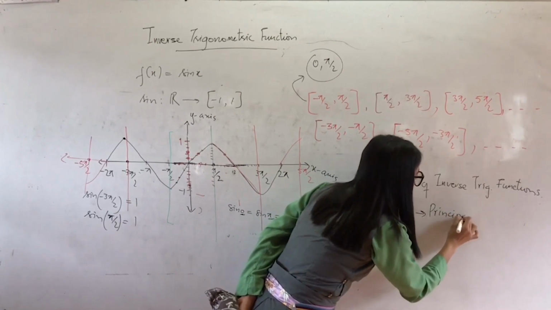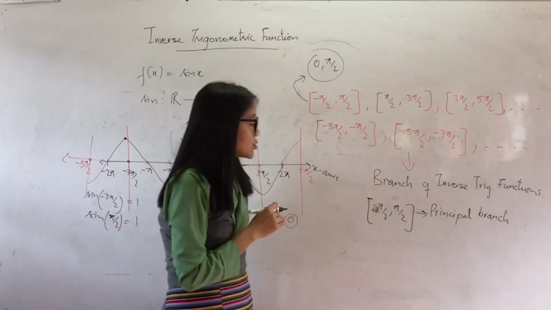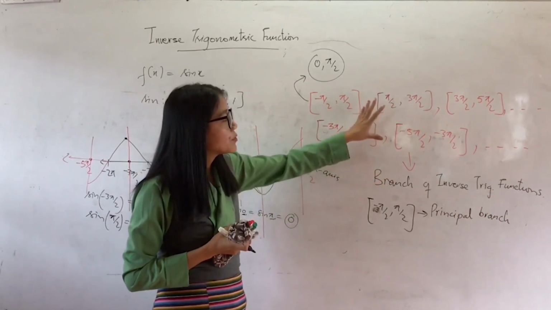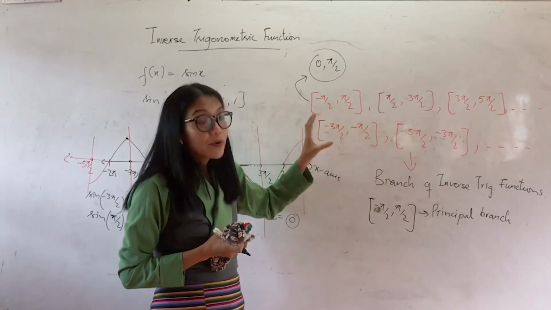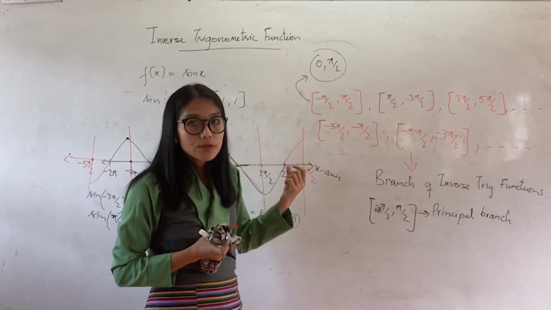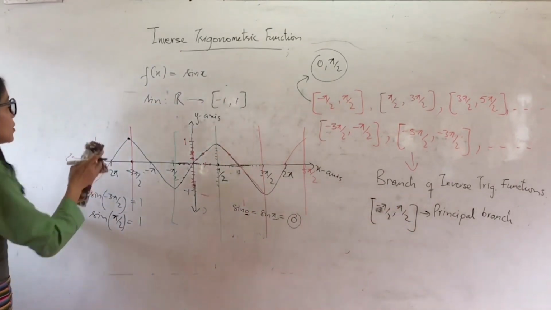Okay. So first you should understand what we mean by the branch and then the principal branch. So you will get many branches of inverse trigonometric function. So principal branch means that branch which includes the first quadrant. Okay. So this is the principal branch of sine. Right. Okay.